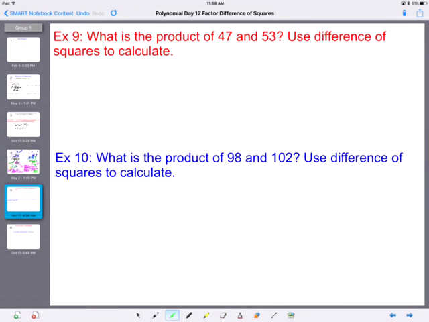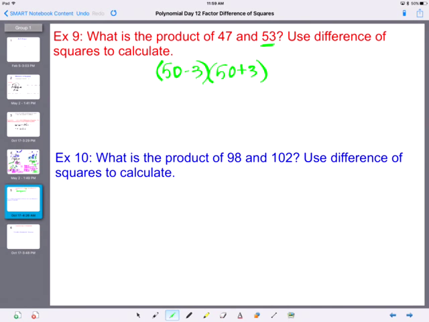The last two examples we want to take a look at is example 9. And example 9 says, what is the product of 47 and 53? Use the difference of squares to calculate this. Well, what is a number that is almost the same distance away from 47 and 53? Well, 47 is 50 minus 3, and 53 is 50 plus 3.